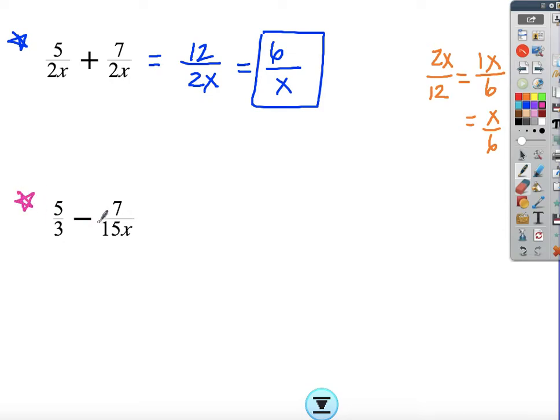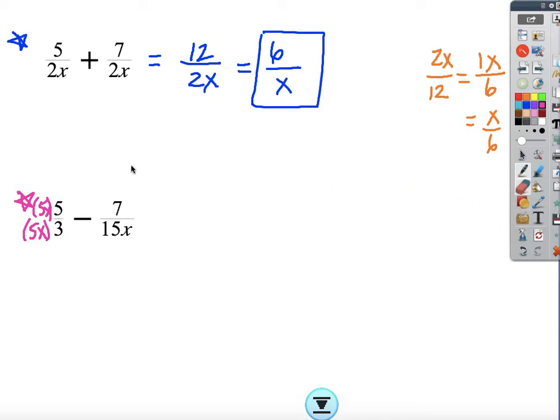All right, let's try this one right here. So we've got a 15x and we got a 3. We need a common denominator before we can subtract these. So you want to ask yourself, what do they have in common? Well, 3 and 15 have 15 in common. So I can turn this into a 15 if I multiply it by 5. But I also need an x because this one has an x. So 15x can actually be the common denominator. And what I need to do over here is multiply by 5x on top and bottom.